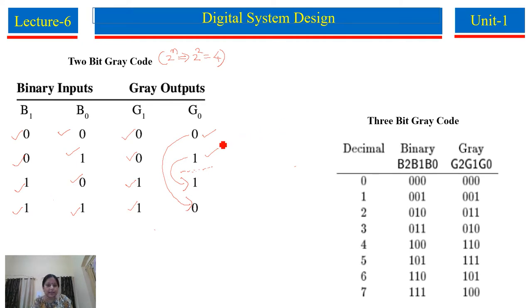Look carefully: from 0 0 to 0 1, only one bit is changed. Then from here to here, 1 1 is the same, only 0 to 1, only one bit changes. At a time only one bit changes. That's why the name is unit distance code.